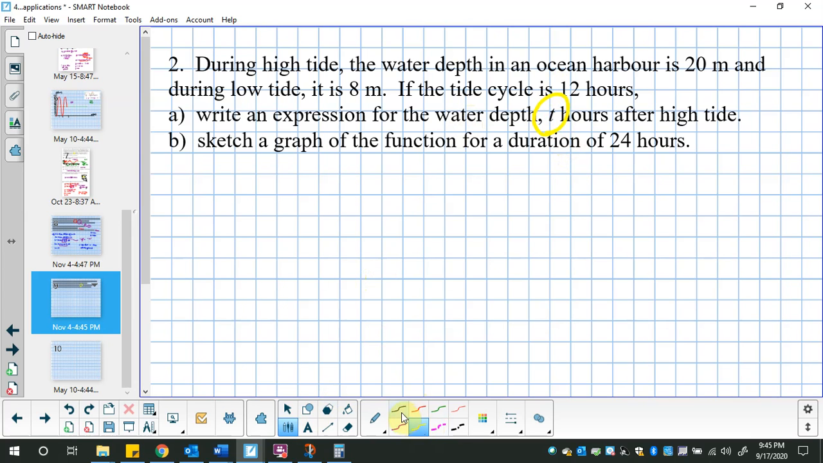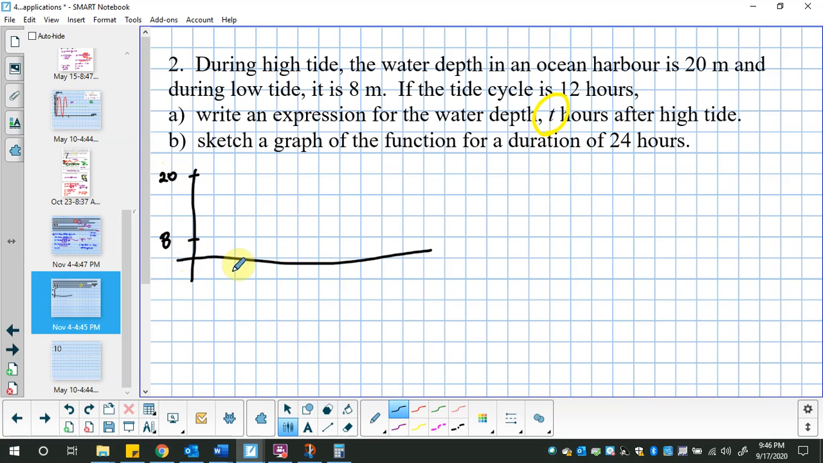So I'm going to do my little doodle again, and I'll show you what the problem is and why I don't really like this question. But I keep it in there for 2 reasons: to show you that I can't count, and to show you what a terrible question looks like. So during high tide, the water depth in an ocean harbor is 20 meters, and during low tide, it's 8 meters. So that means its lowest point is 8 meters, and its highest point is 20 meters.